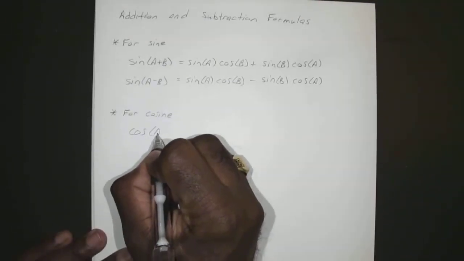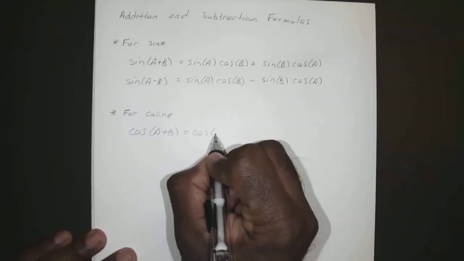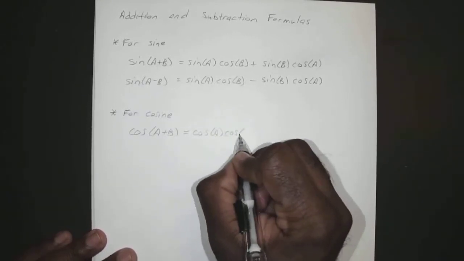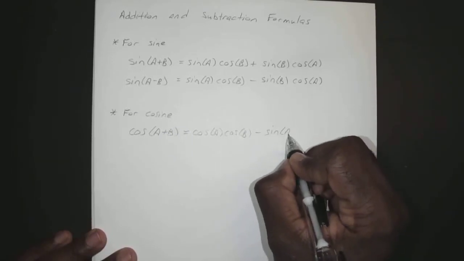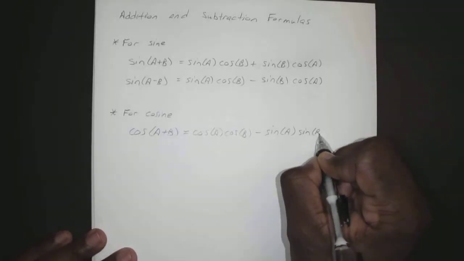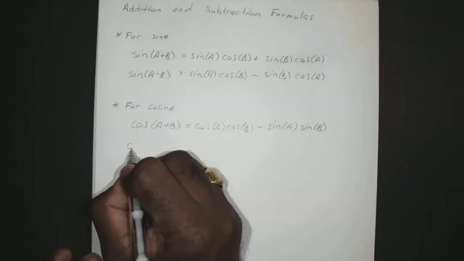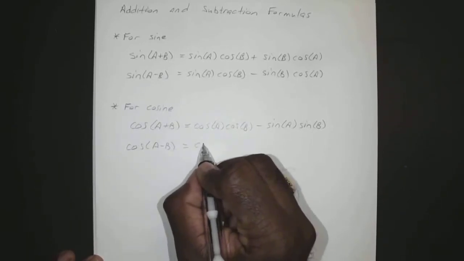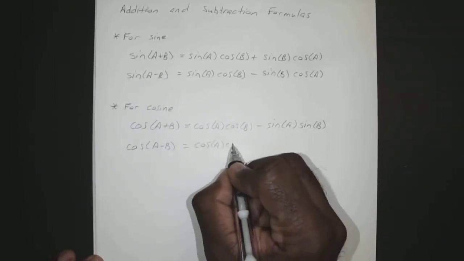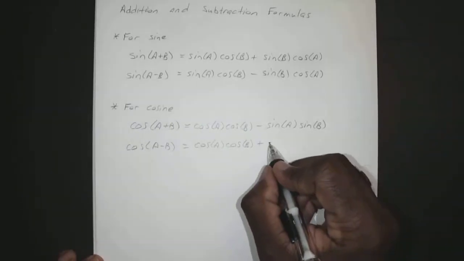If you have cosine of a plus b, that's equal to cosine of a times cosine of b minus sine of a times sine of b. Okay, so for cosine, the signs actually will switch. And cosine of a minus b is cosine of a times cosine of b plus sine of a times sine of b.